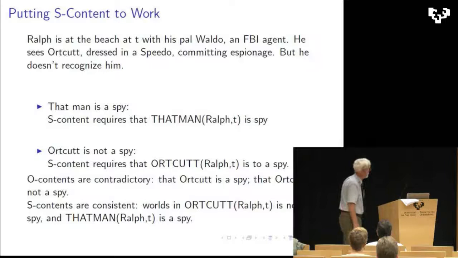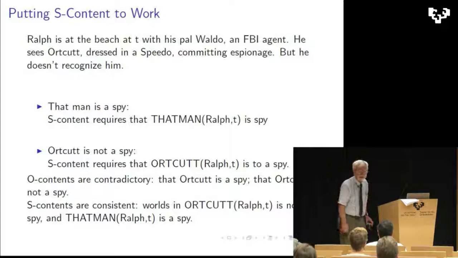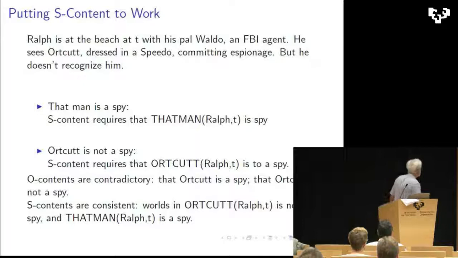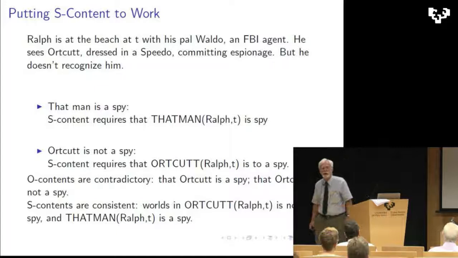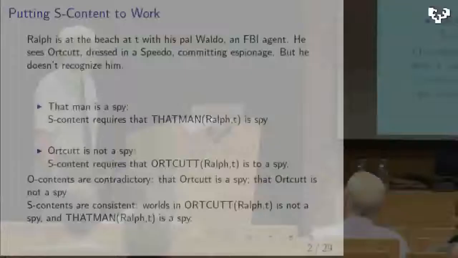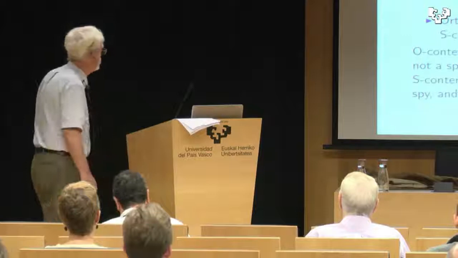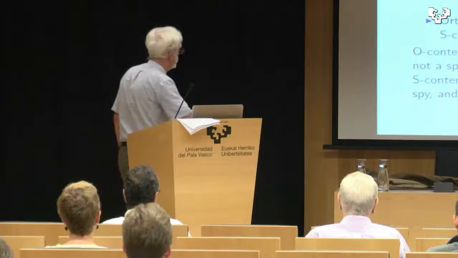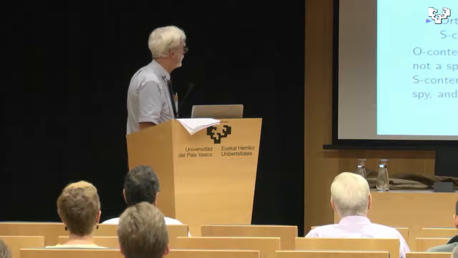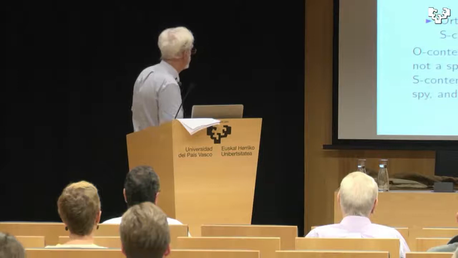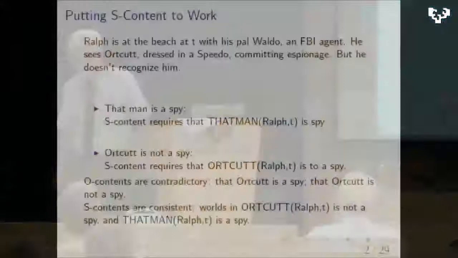He also thinks, maybe Waldo thinks he recognizes Ortcut and says, isn't that Ortcut? And Ralph says, oh no, Ortcut is not a spy. And the S content requires that Ortcut, I forgot a not there, Ortcut not be a spy. So the O content, that is what you get if you fill in the values of the subject-object roles, are contradictory. Ortcut is a spy, Ortcut is not a spy. But the S contents are consistent. Worlds in which the value for the Ortcut role relative to Ralph at T is not a spy, and yet the value for the that man role is a spy.